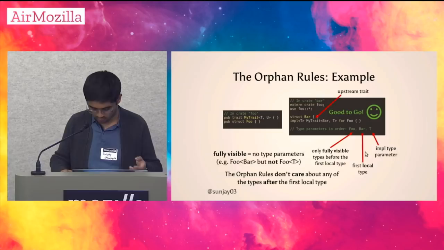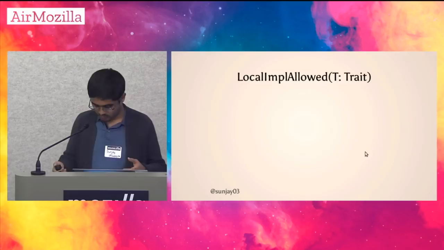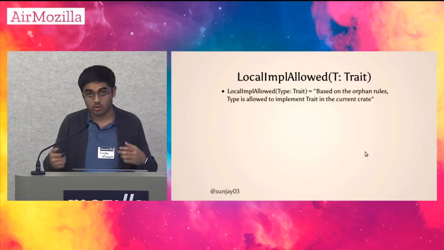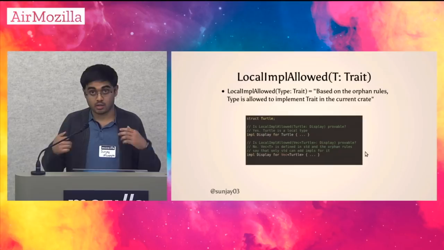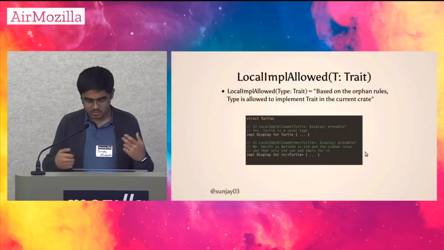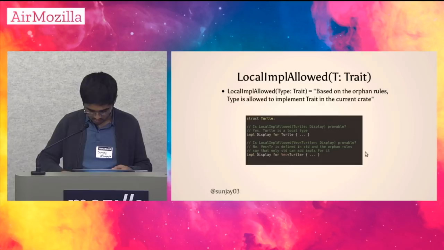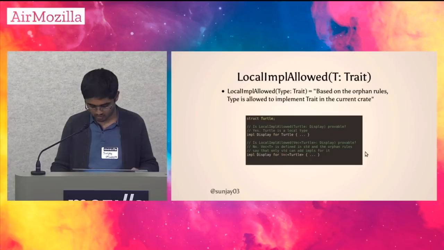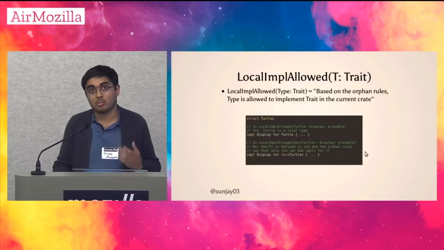So now let's talk about how this gets implemented in Chalk. Well, the idea is that we create a new predicate called LocalImplAllowed, which describes when a type is allowed to implement a trait under the orphan rules. Then we can go through each impl in our program and ask whether LocalImplAllowed is provable for that impl. If it is, then we can move on. But if that isn't provable, we know that the orphan rules have been violated and that we need to produce an error. Here, the Turtle type is local, so we know that we can implement Display for it. But in the other example, a Vec of Turtles is not local to the current crate because Vec is defined in the std crate. That means that we can't implement Display for a Vec of Turtles according to the orphan rules.